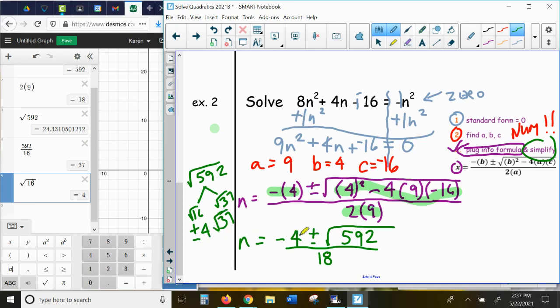So this 592 is equal to that right here. Okay, so what I'm going to actually have is a negative 4 plus or minus a 4 radical 37 all over 18. Now, at this point, we would let you keep your answer just like this, because you have simplified everything you know how to do. There's actually one more thing you can do, which you'll learn when you get to Algebra 2.